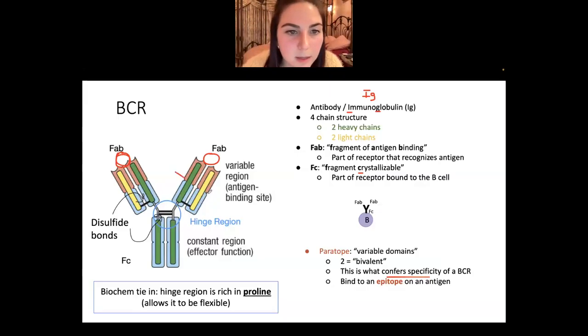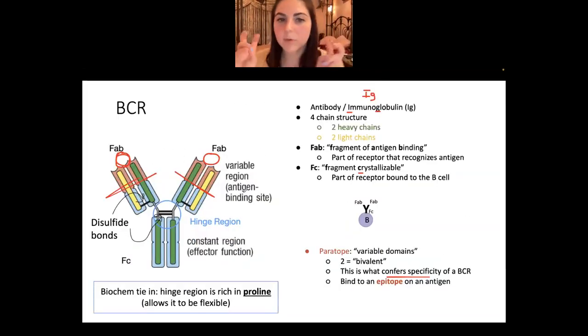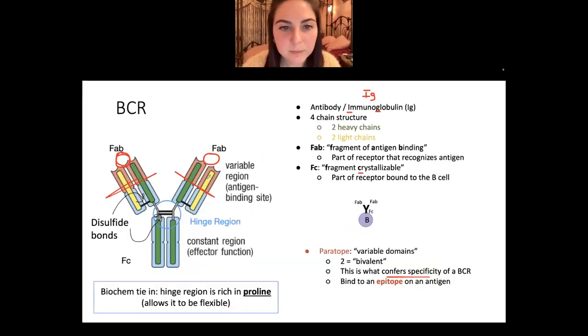The variable region is what's colored in orange, and you'll notice it's the same for the B cell receptor and the T cell receptor. The variable region's in orange, and then the constant region is in blue. And this is why I don't think FC stands for fragment of the constant. Don't get confused, because the constant region actually goes up into the FAB portion. It extends up into it. So I don't want you to get confused with that terminology.